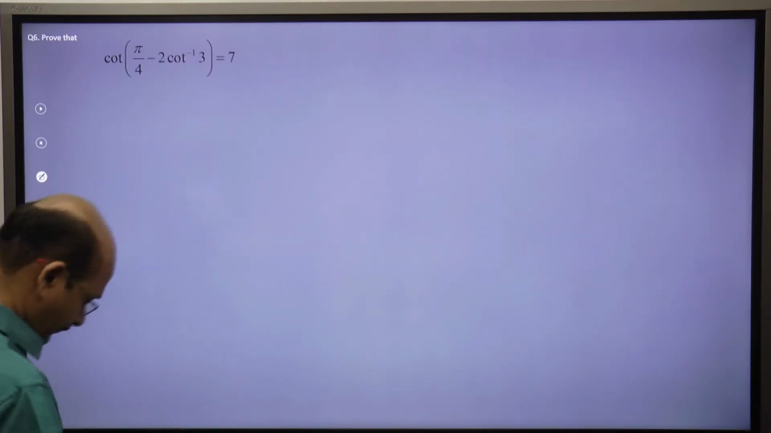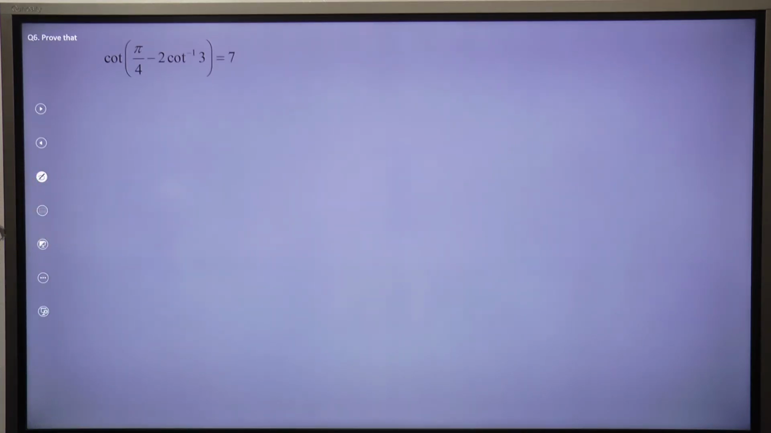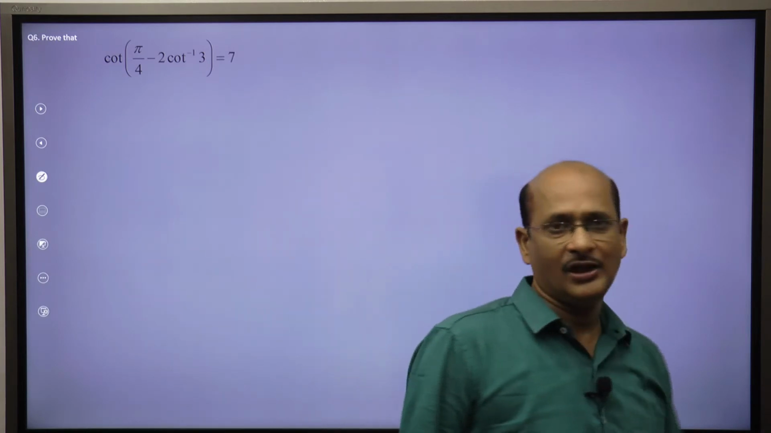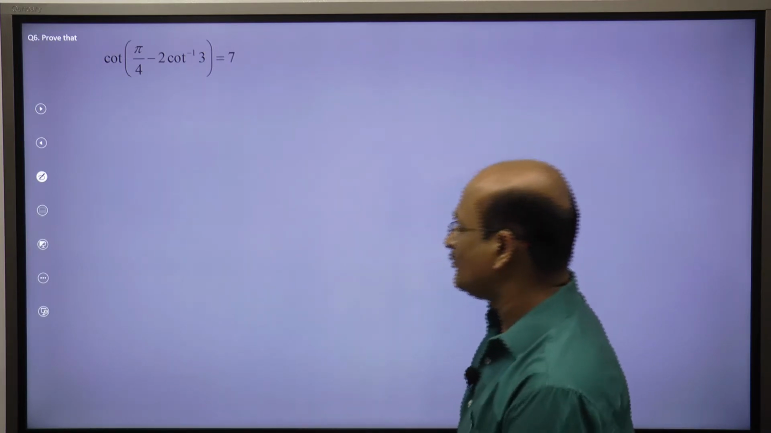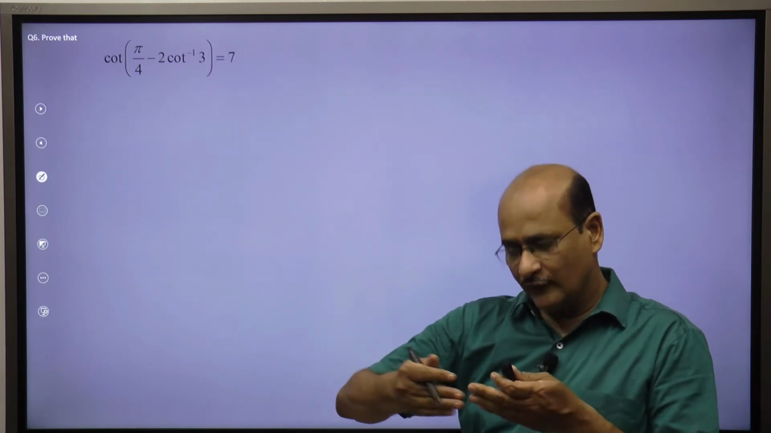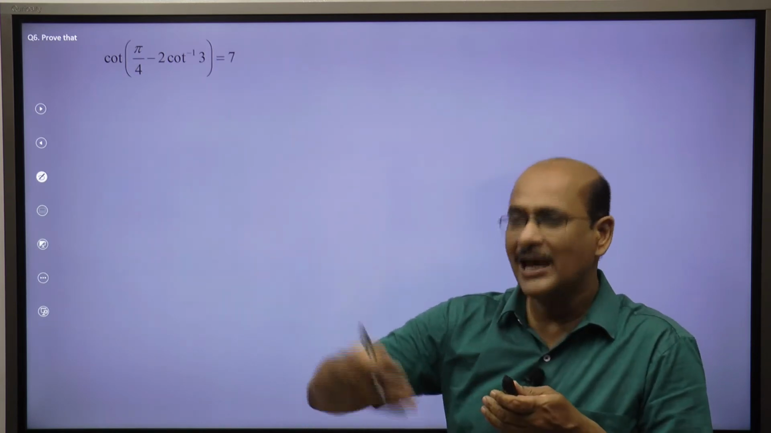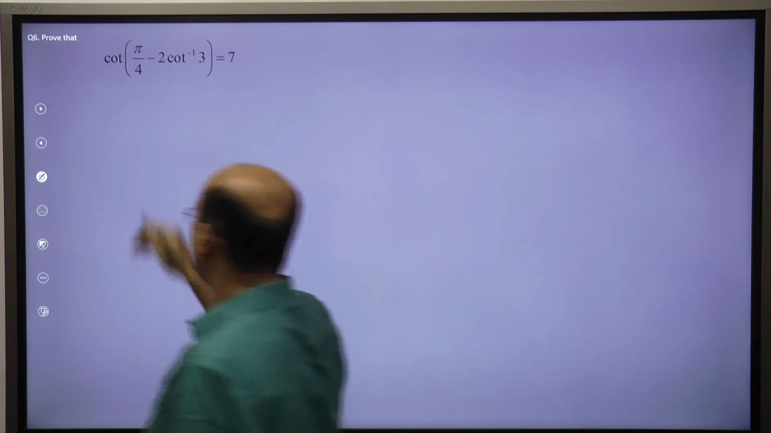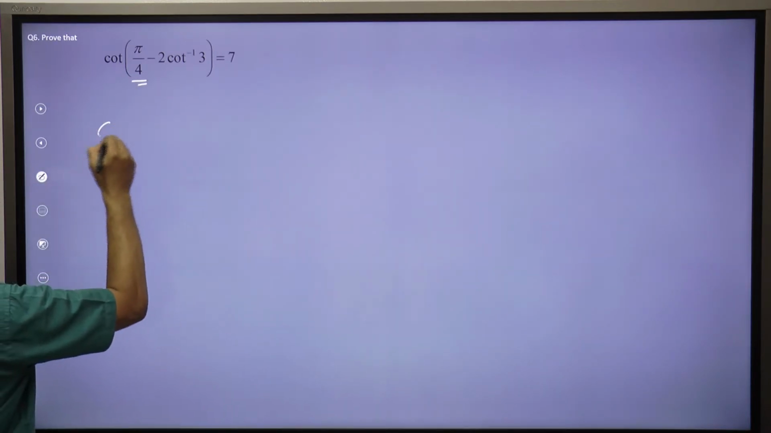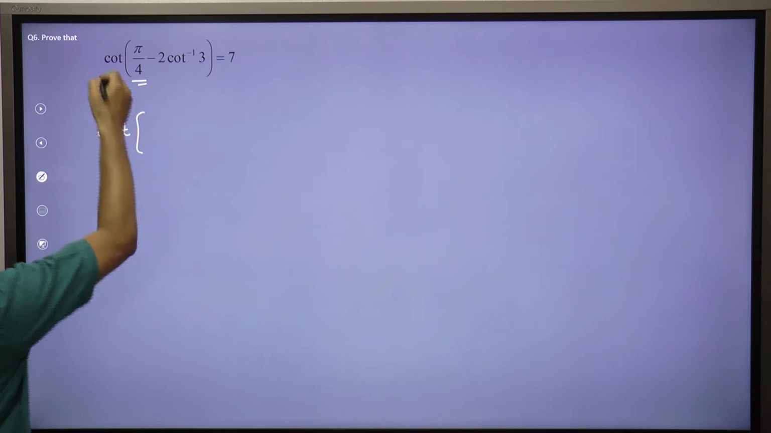Next question. Oh, this question is prove that. Again prove. Of course there is cot. Inside there is a problem. What is the problem inside? If you see carefully, it is pi by 4 minus 2 cot inverse 3. See, I always see a combination of inverse with inverse. I have not seen an angle and an inverse. So best would be this portion I can convert into tan. This I can keep it as it is. I will see what to do with this later on.